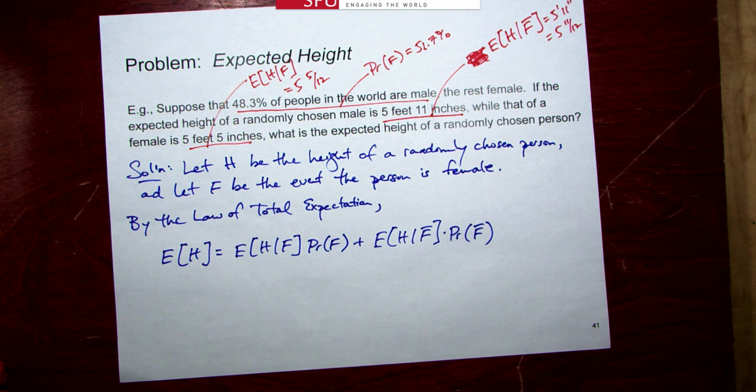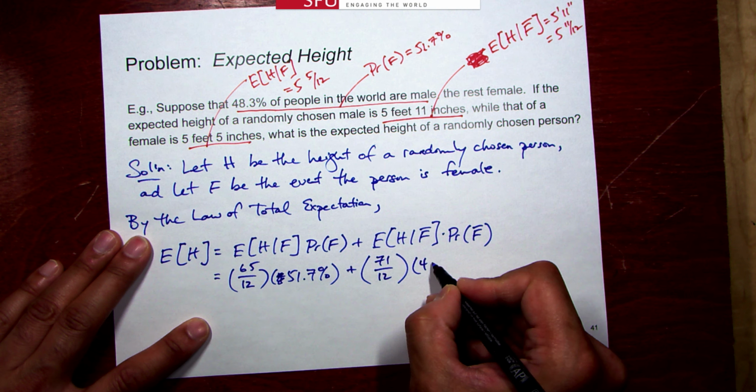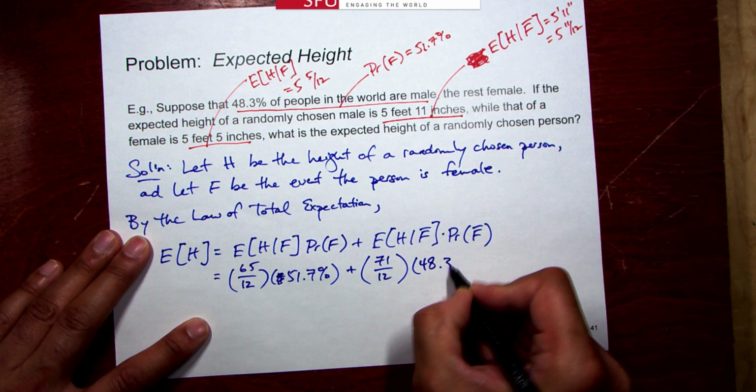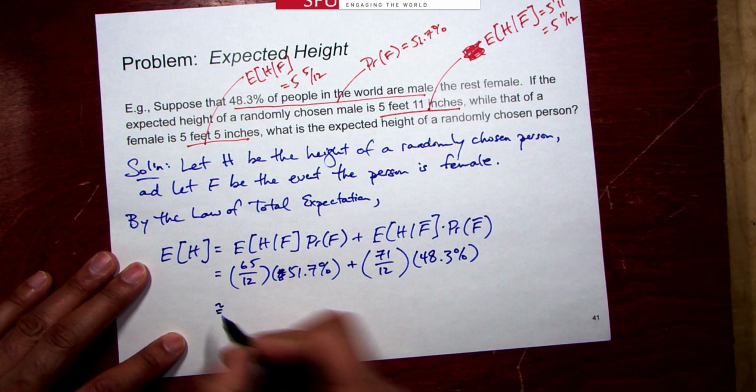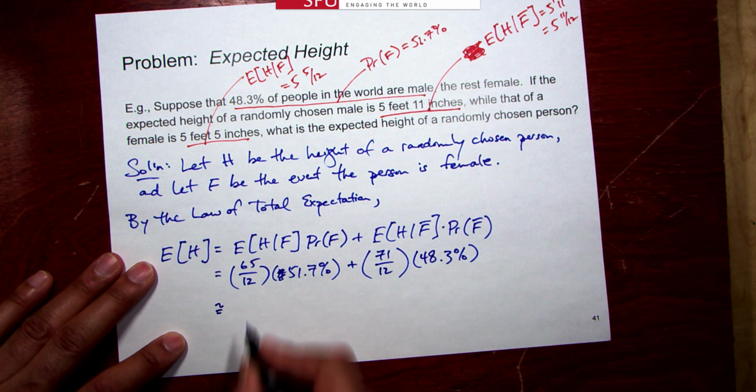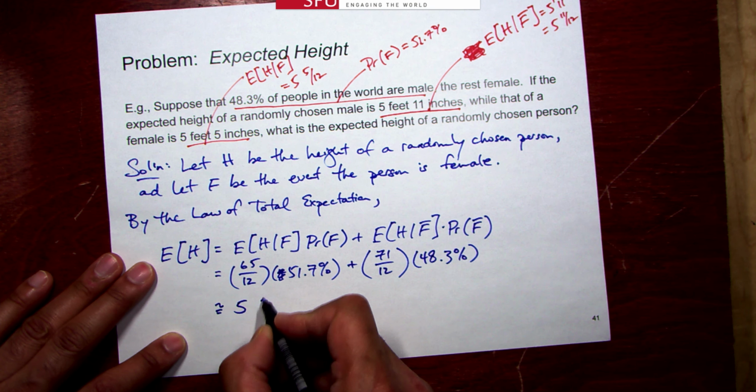Okay, so height of female, let's just do this. So 65/12 times 51.7% plus 71/12 times 48.3%. And if you ran this through a calculator and then put it back into terms we can understand, this is 5 feet, 7.9 inches.